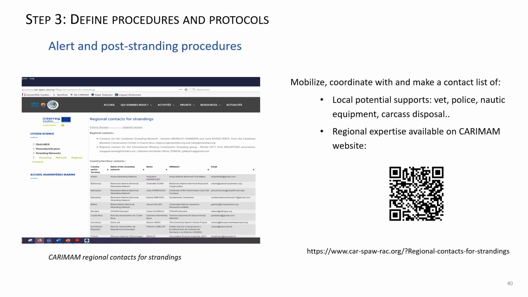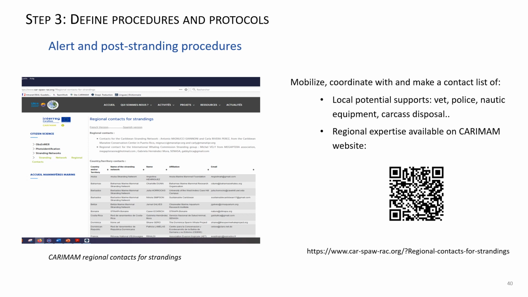It is also recommended to mobilize, coordinate with, and make contact lists of local organizations that may be of potential assistance: veterinary offices for live animal response, police offices for public safety, public services for disposal of stranded cetaceans after the stranding response, organizations that have resources to intervene at sea, fishermen, and whale watchers. You can draft a stranding reflex form for them.